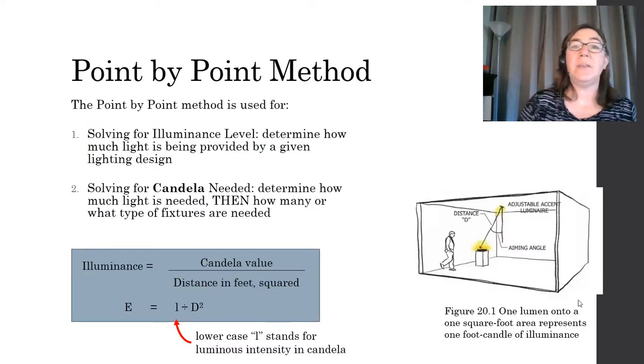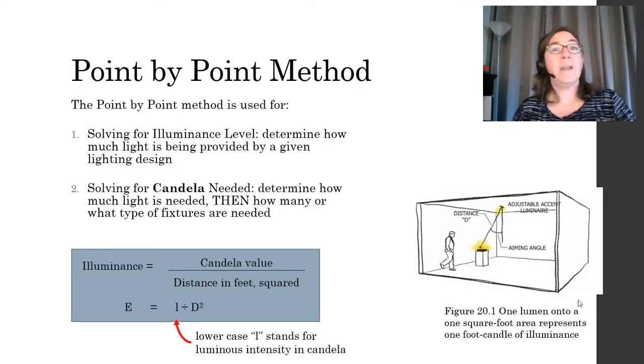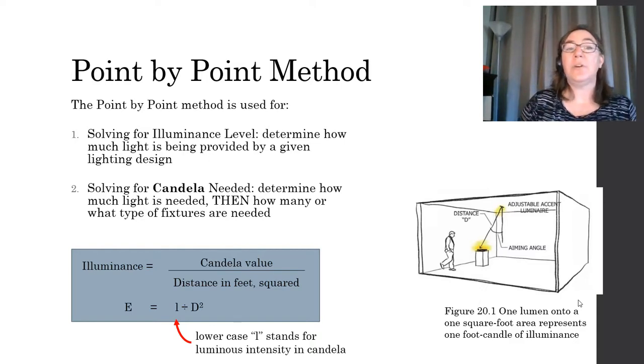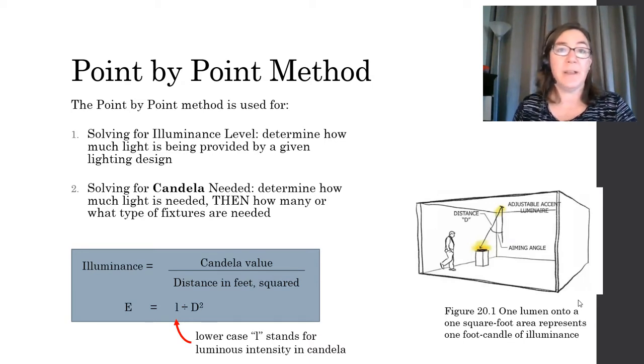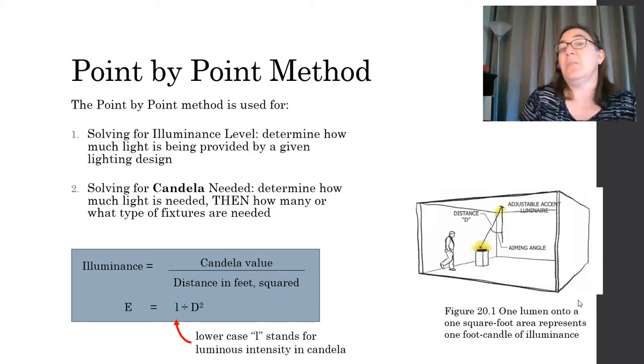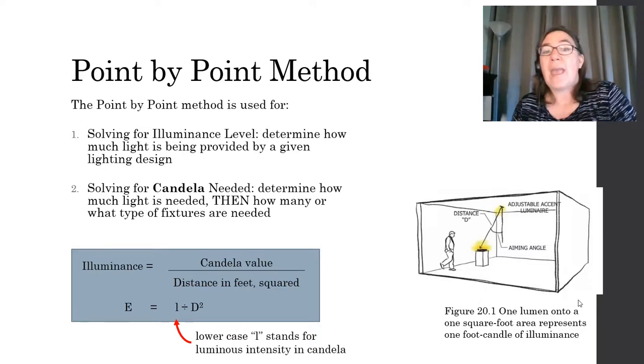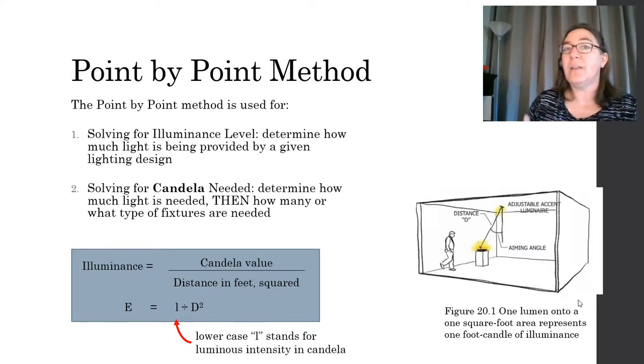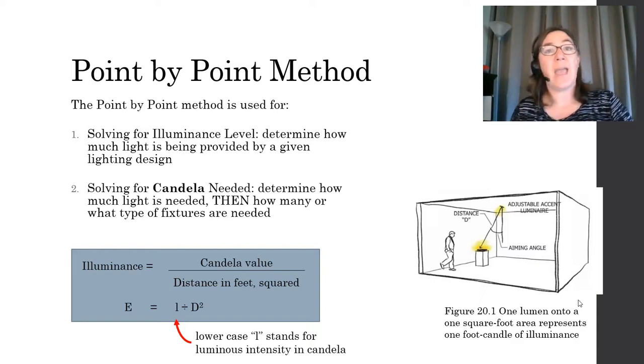There are two main ways that we use the point-by-point method. One is to solve for an illuminance level, and that will determine how much light is actually being provided by a given lighting design. If you've already designed it and you're just double checking, is this giving me the right amount of light? The other way, and this is a little bit more common, is to solve for the candela needed. So in this way, we determine what your target amount of candela is, how much you need, and then you can select a fixture to meet that need.